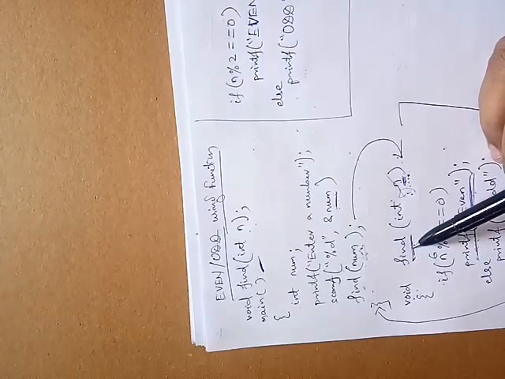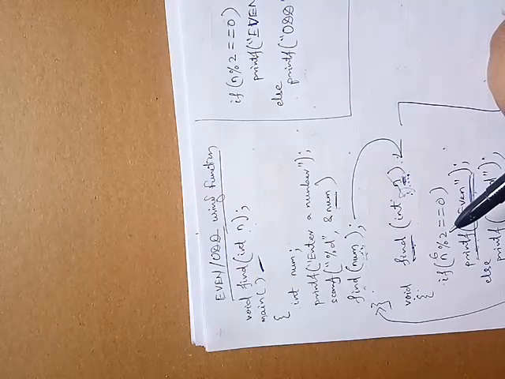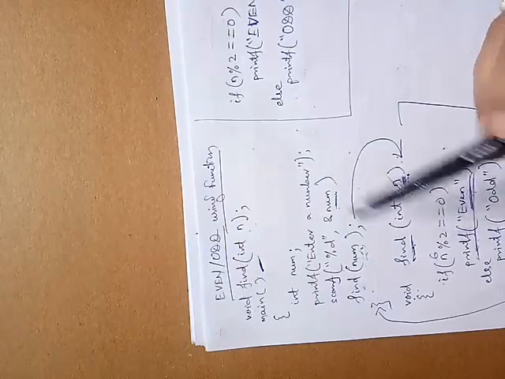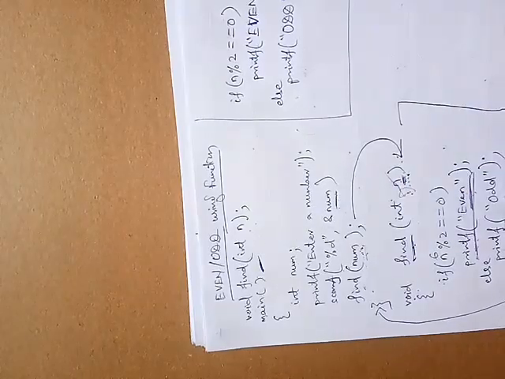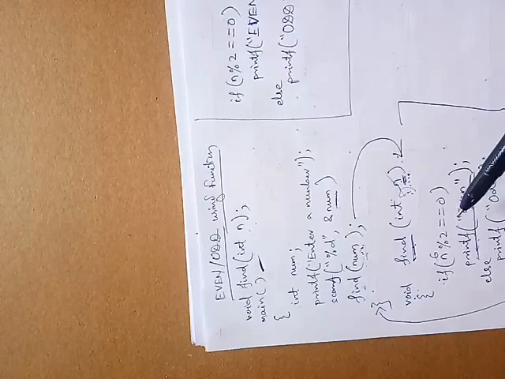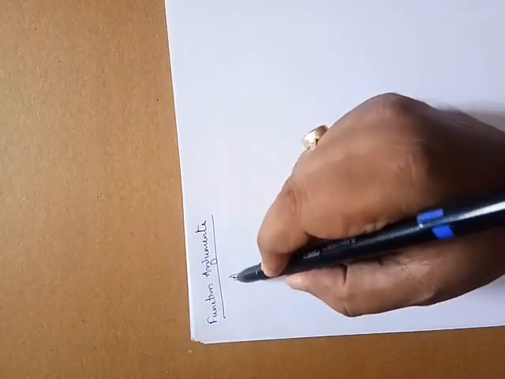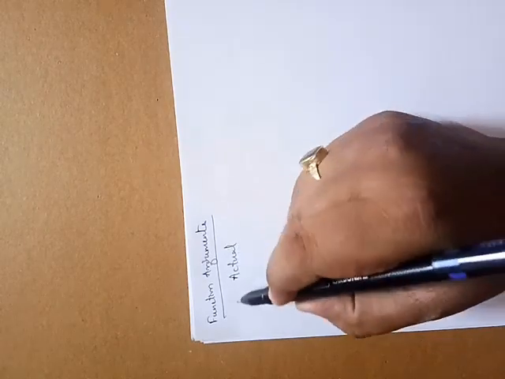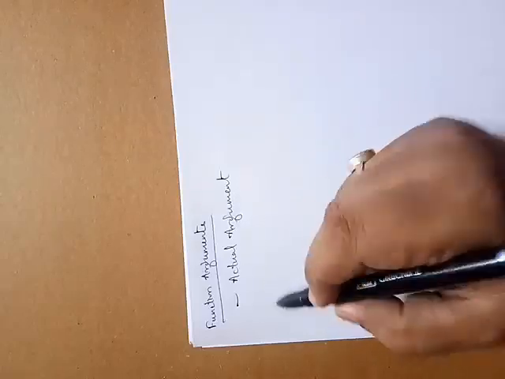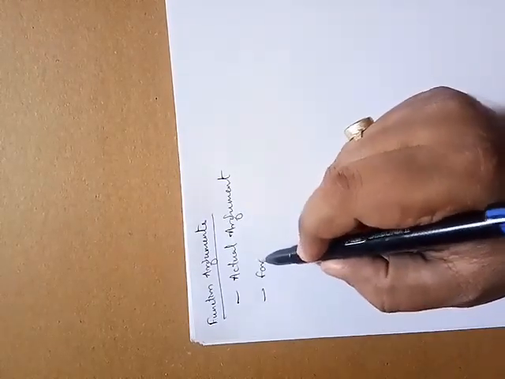While using this calling function and called function, we need to have some values passed from this function to this function. These values are called arguments. Now there are two different types of arguments. One is the actual argument, another one is the formal argument.